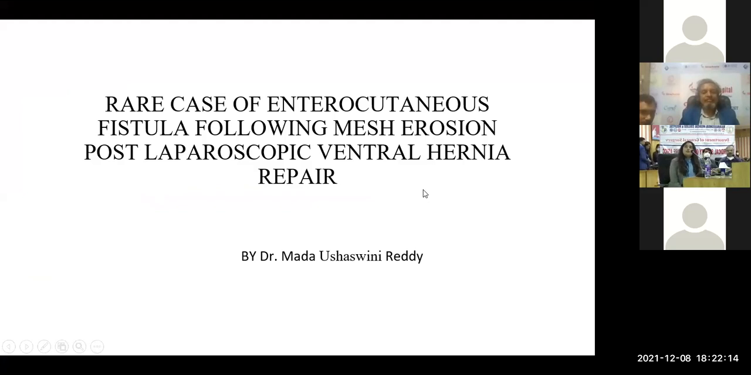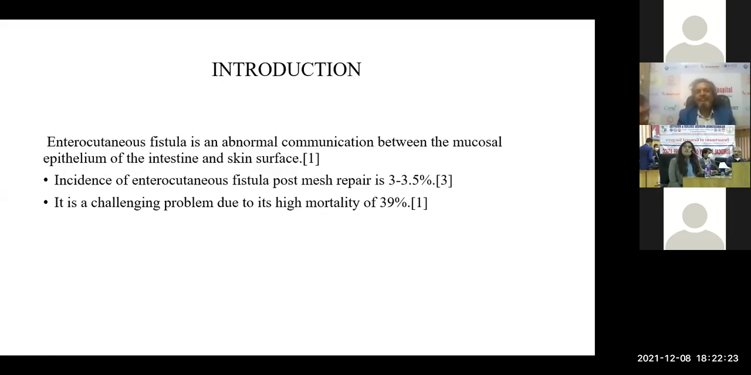Good evening, everyone. I am presenting a rare case of enterocutaneous fistula following mesh erosion post laparoscopic ventral hernia repair. Introduction. Enterocutaneous fistula is an abnormal communication between the mucosal epithelium of the intestine and the skin surface. Incidence of enterocutaneous fistula post-mesh repair is 3 to 3.5%. It is a challenging problem due to its high mortality of 39%.